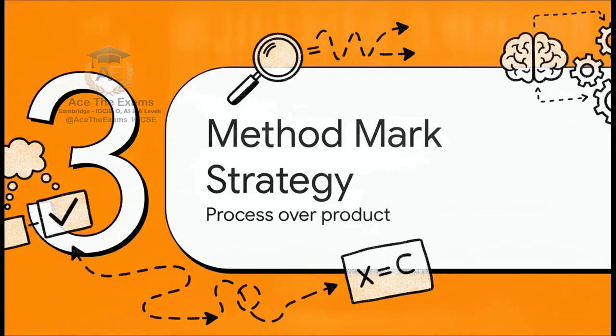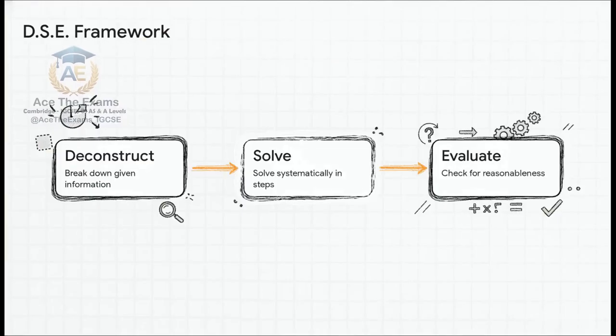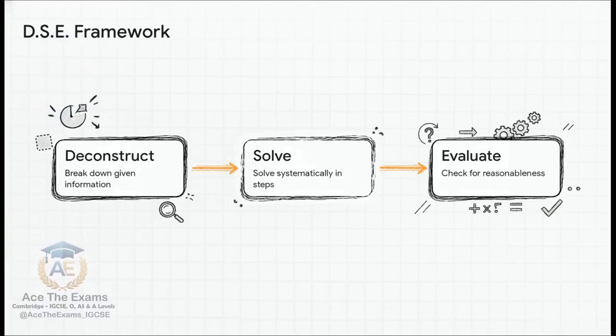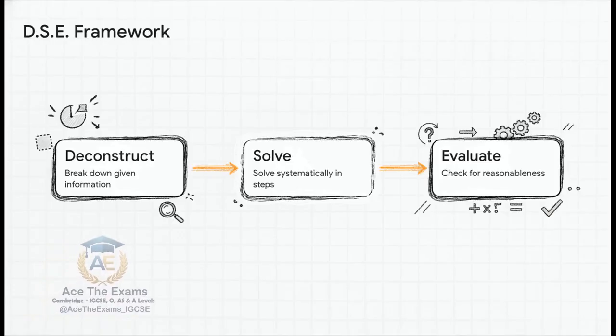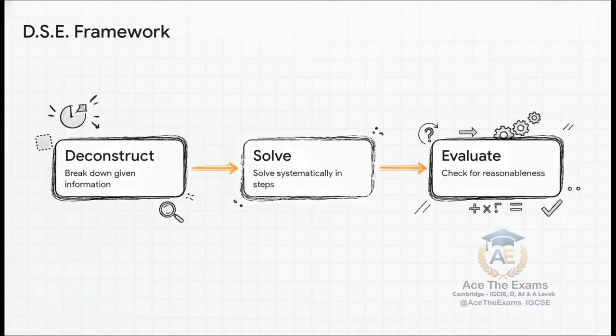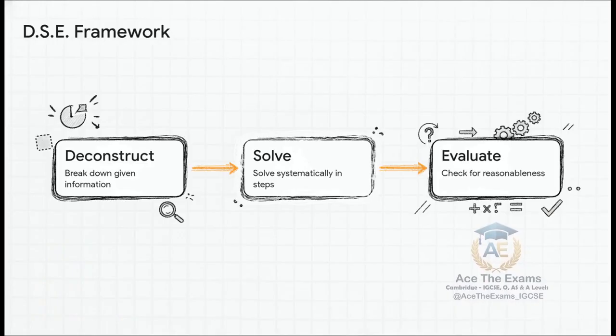Section 3. The method marks strategy. This is where we learn to prioritize the process over the final product. What's really interesting here is the absolute simplicity of this 3-step framework. I call this the mathematics success blueprint. Problem solving in momentum requires you to do exactly 3 things: deconstruct, solve, and evaluate, or DSE. This trio, deconstruct, solve, evaluate, is the exact procedural sequence that unlocks those incredibly precious method marks.